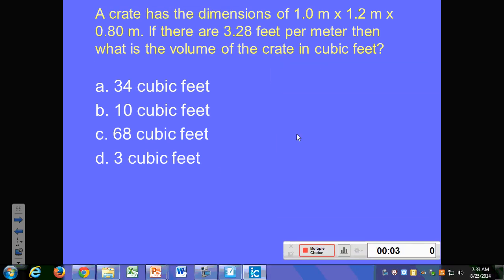Dimensions of a crate are 1 by 1.2 by 0.8. There are 3.28 feet per meter. What is the volume of the crate in cubic feet? You should be able to do this without your calculator. You should be able to look at it and figure out what the answer is. Try to do that first. If you need your calculator, that's fine, but try to estimate it first and see if you can find the answer.